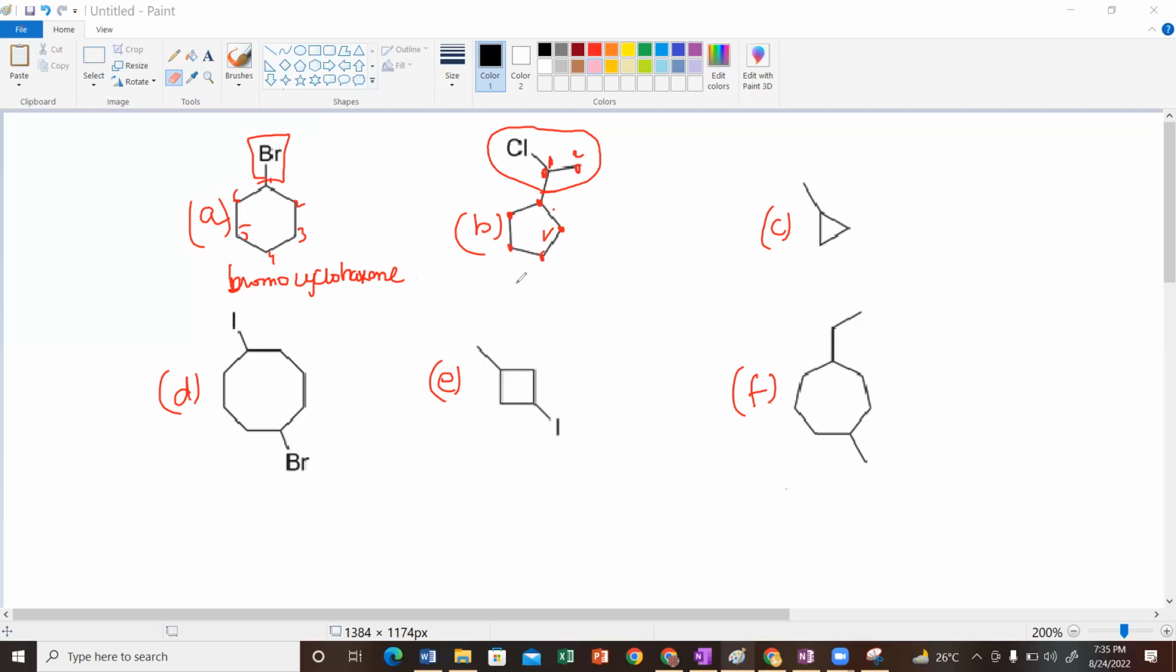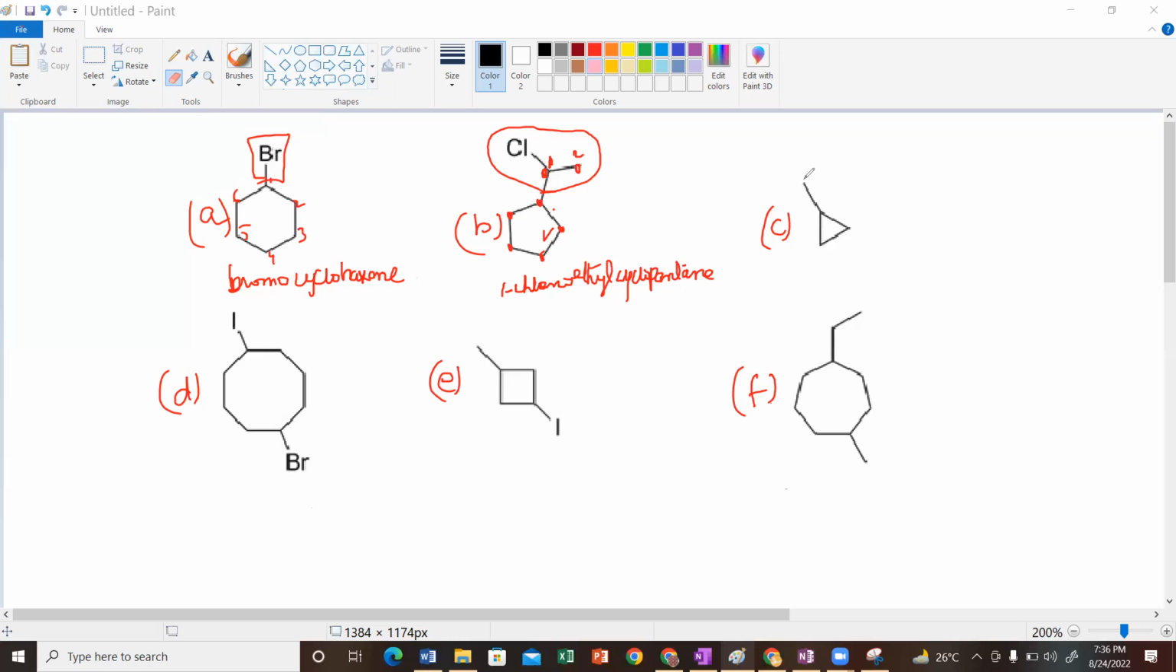So what could be the name of this? The name of this compound is 1-chloro, because the chlorine is on 1. So 1-chloroethyl, sorry, my writing is so bad. 1-chloroethyl, and what comes next? The parent name, that is cyclopentane, right? The compound is 1-chloroethylcyclopentane. Okay, let us move on to the next.